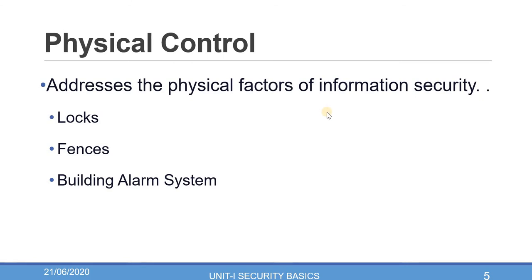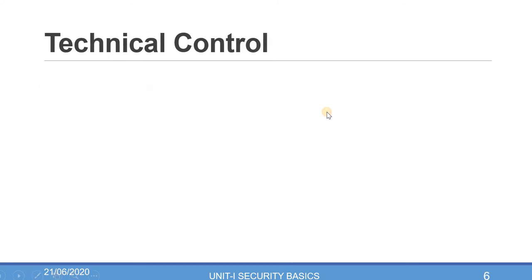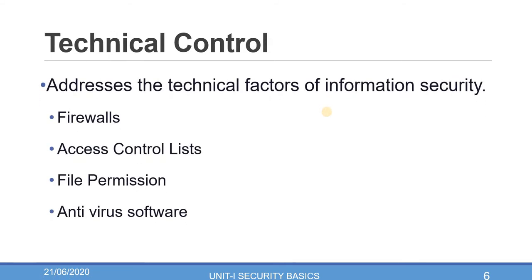Now there is a third type of control, that is technical control. You can apply the technical factors of information security like firewalls, so that only filtered traffic can enter into the network. Then access control lists, giving access permissions. Different permissions are given to different people. So access control lists, file permissions, antivirus software. You can install antivirus software to secure your information. So these are the different types of control.